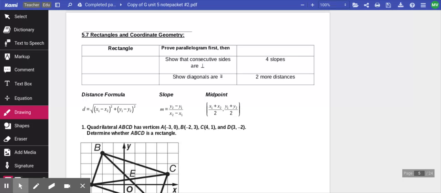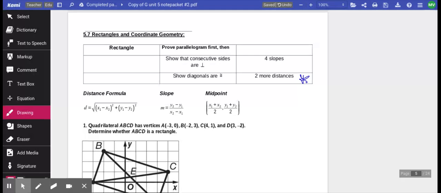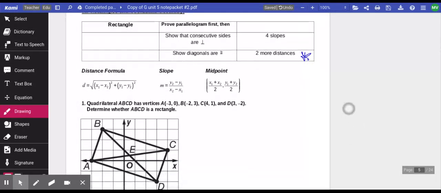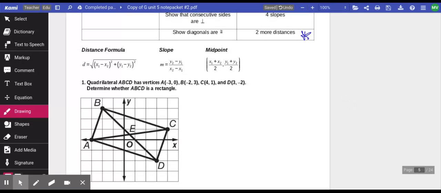Or I can show it's a parallelogram, then show the diagonals are congruent. That would be more work because that's two distance formulas plus showing it's a parallelogram. So what I think is easiest is if we just do our four slopes, because our four slopes will show it's a parallelogram, but it'll also show it's a rectangle.